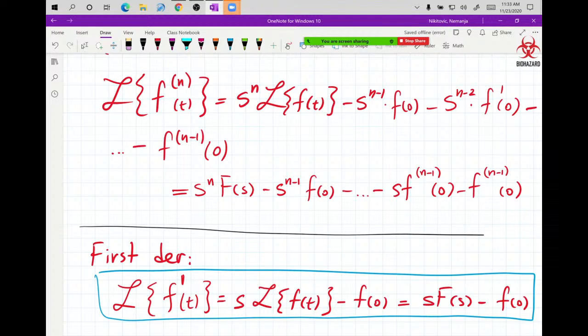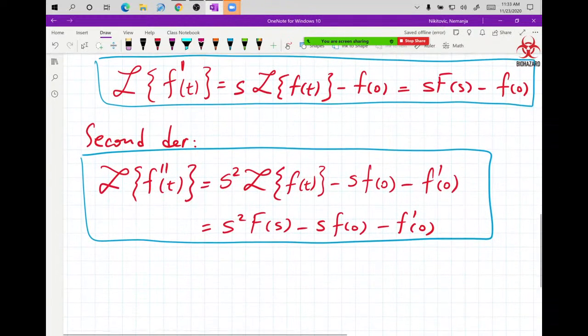And now obviously for the fourth derivative, you will have four of these, so you just plug them in. And as you can see, your s goes 4, 3, 2, 1, 0, and your initial conditions start with the basic one, then the derivative, then the second derivative, and the third derivative conditions. So it's not that bad.